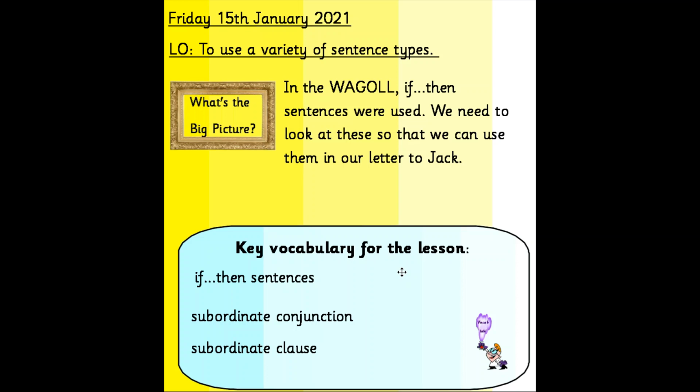Some of our key vocabulary for today's lesson: if-then sentences, subordinate conjunction, and subordinate clauses. We have looked at these two before, so see if you can go back in your minds and remember what a subordinate conjunction is. But if you can't remember, don't worry, we'll have a look together in a couple of slides' time.